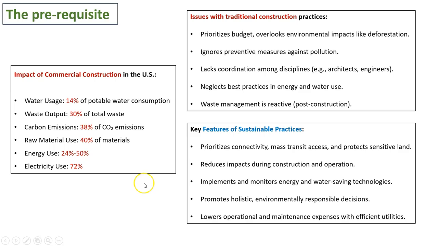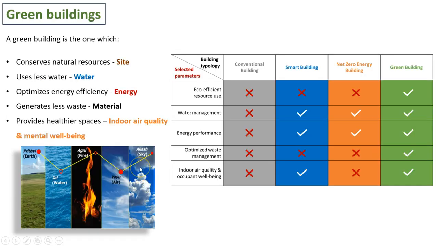So with this pre-context, we are just getting introduced to what a green building is, right? For the term green building, lots of similar and confusing colloquial terms are there in the market. But as a whole, you should have a clear, concise idea about what is a green building and what is not. A green building is one which conserves natural resources, uses less water, optimizes energy efficiency, generates less waste, and provides healthier spaces.